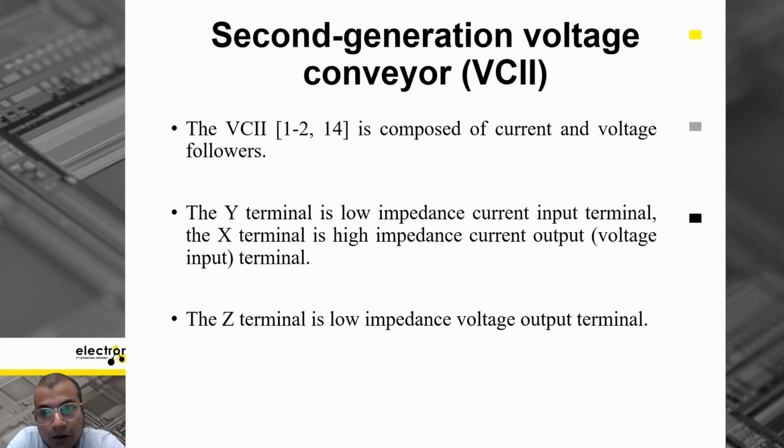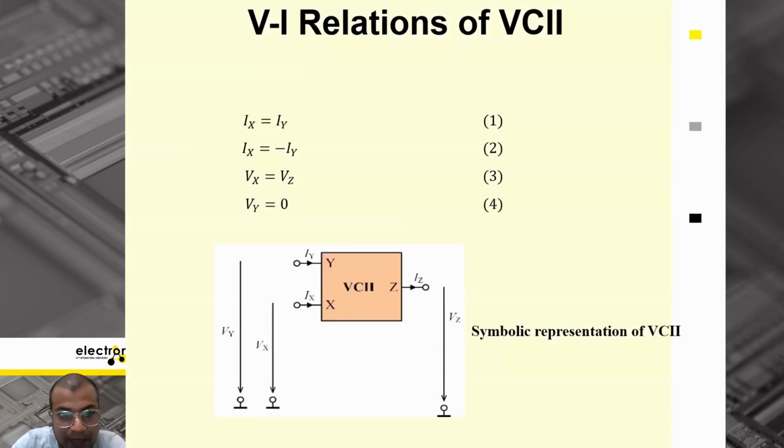The Y terminal is a low impedance current input terminal. The X terminal is a high impedance terminal. It's basically a three-terminal device, and the Z terminal is the low impedance voltage output terminal. Here we can see that the Y terminal is the current input terminal, so it's low impedance, and the X terminal is the high impedance current output as well as voltage input terminal. Whatever voltage we apply at the X terminal, the impedance is also low. VC2 can be of two types, negative or positive.